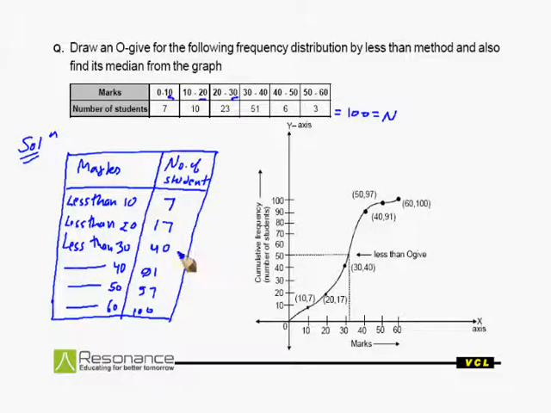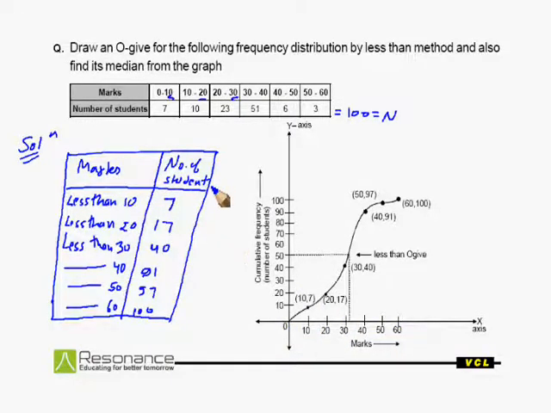Now we have to draw the graph for this table. We have to draw two mutually perpendicular lines. The horizontal line is called the x-axis and the vertical line is called the y-axis. On the x-axis we have to mark the marks of the students, which vary from 0 to 60. So we mark 0, 10, 20 up to 60.